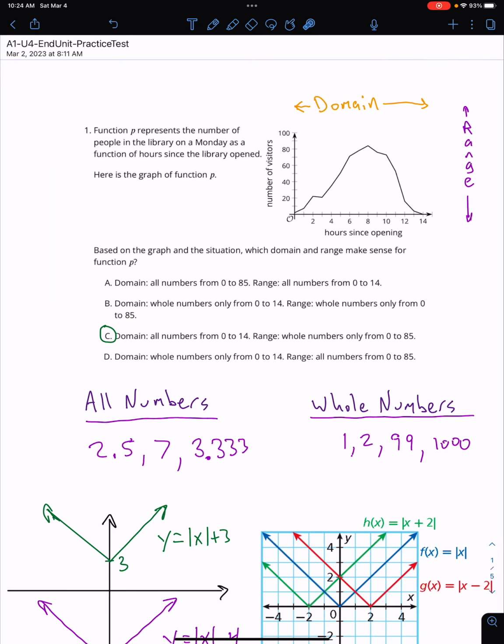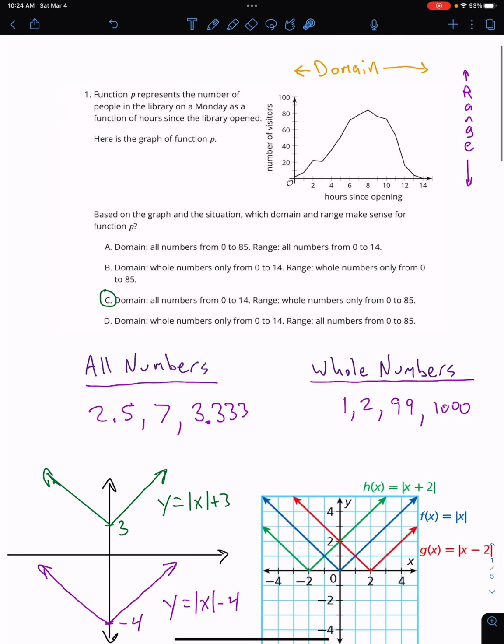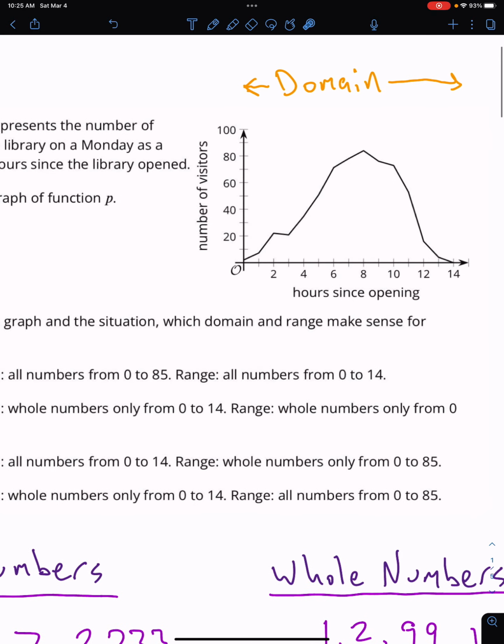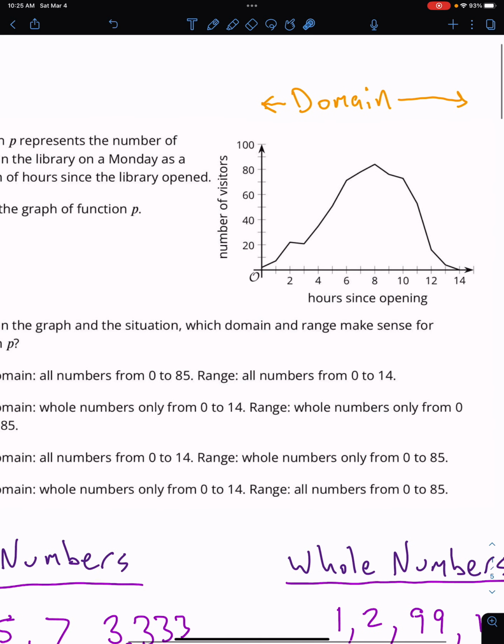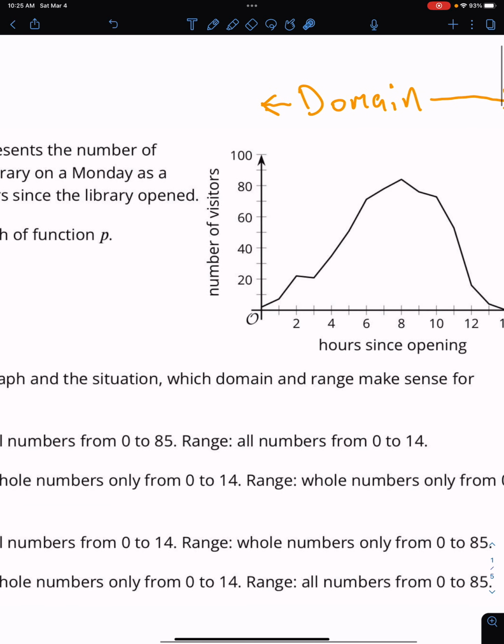And that's question 1, remember? Domain goes left and right, range goes up and down. Whole numbers do not have any fractions. Look at your axes. Are you looking at time, or are you looking at a number of people?